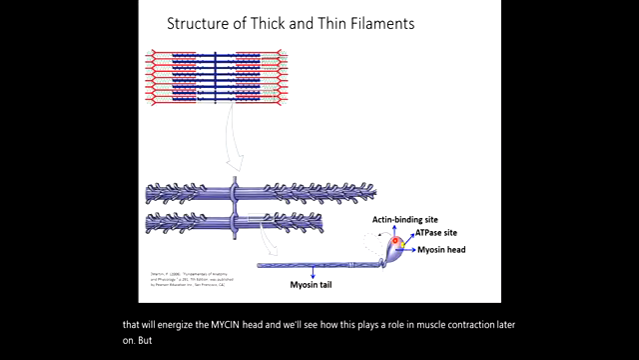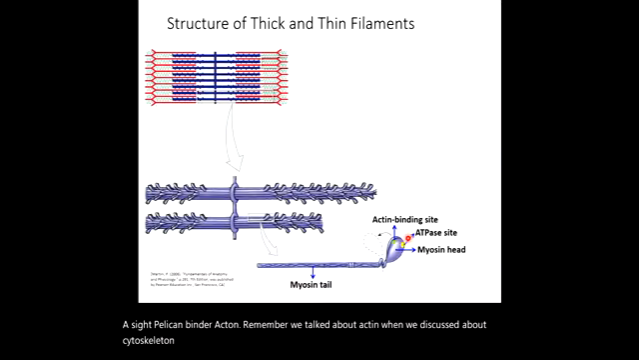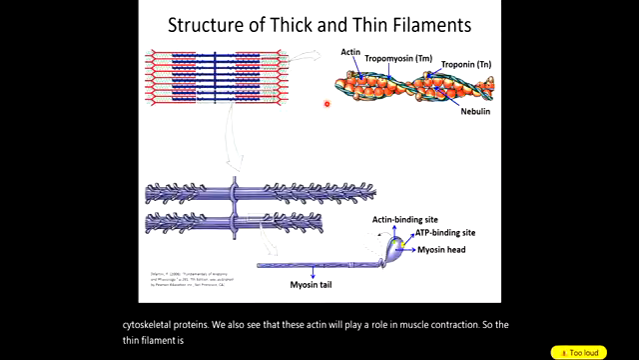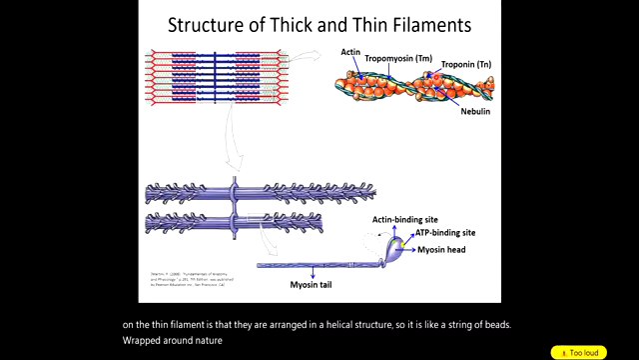But secondly, there's also a site where it can bind to actin. Right? You remember we talked about actin when we discussed cytoskeletal proteins. We also see that these actin will play a role in muscle contraction. So the thin filament is made up of these actin subunits. Right? And the way the actin subunits are arranged on the thin filament is that they are arranged in a helical structure. So it's like a string of beads wrapped around each other. That's how these actin subunits are arranged in the thin filament.